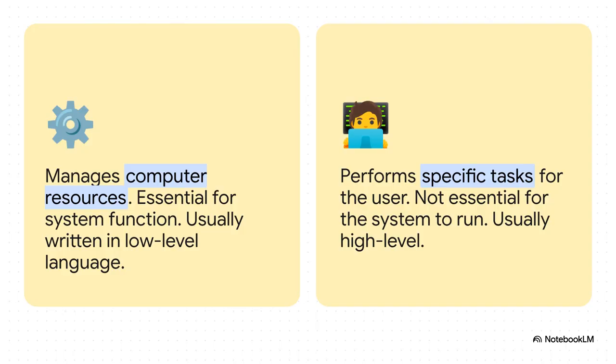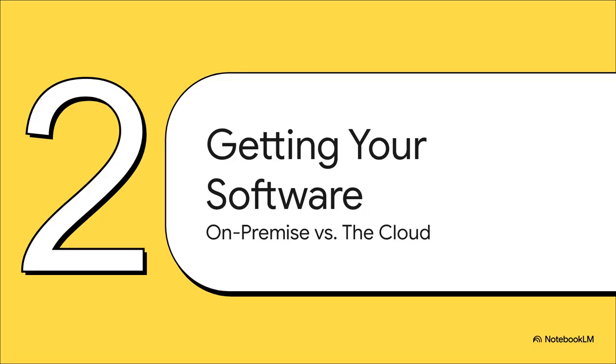And that right there is the core of their relationship. System software's whole job is to manage the machine itself. It's totally essential, and it's written in these really complex, low-level languages close to the hardware. Application software, on the other hand, its job is to serve us, the users. A computer can turn on just fine without it, and it's usually written in high-level languages that are a lot closer to human language.